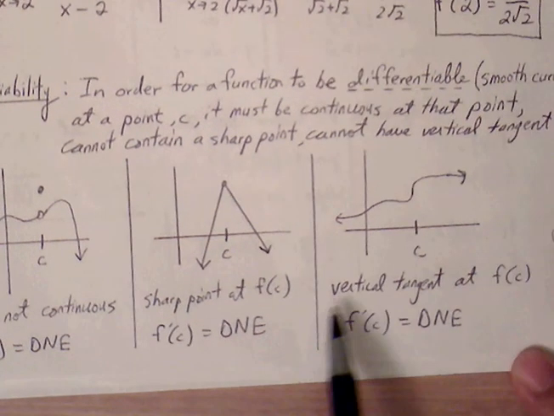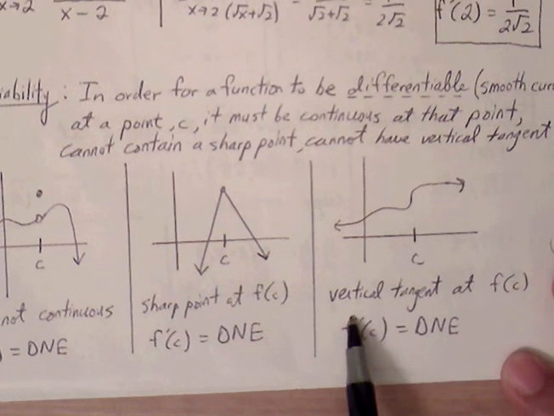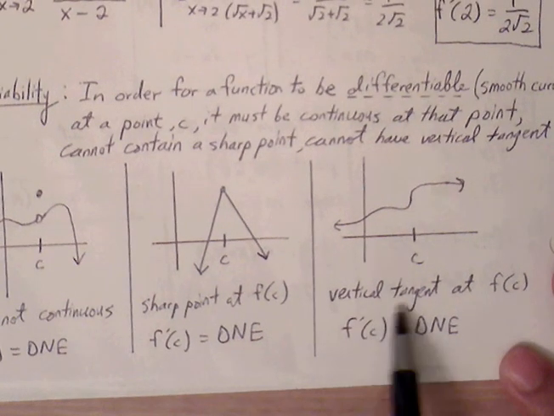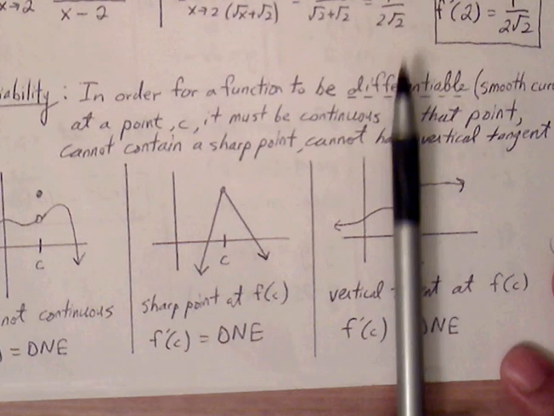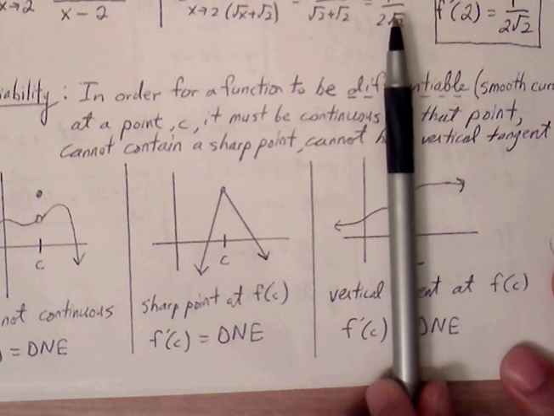Okay. Another way that a function is not differentiable is if there's a vertical tangent. A vertical tangent means that the slope of that tangent line is going to be undefined, because a vertical line does not have a slope that exists.